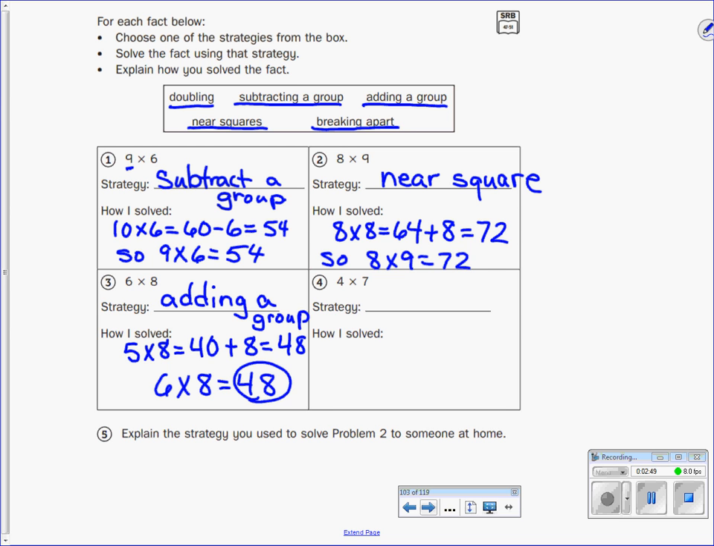Okay, and my last one is 4 times 7. Well, I could solve it. I know that 2 times 7, and I think we've done this quite a few times, 2 times 7 equals 14, and then 14 plus 14 equals 28. So here I used doubling.